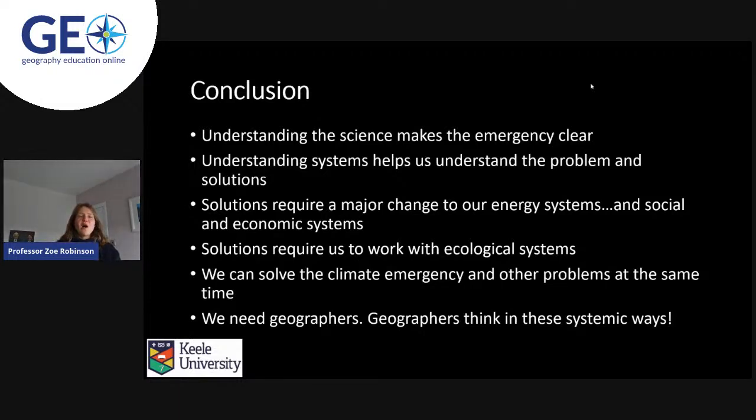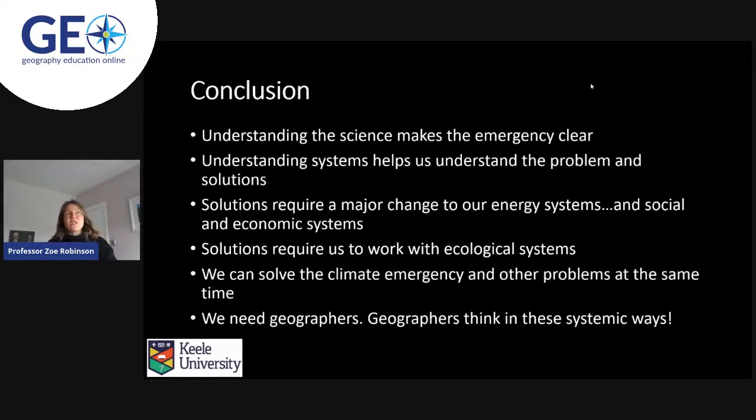Our solutions require a major change to our energy systems, where 75% of our emissions come from, which includes transport and industry and buildings. But it isn't just our energy systems. We need significant major change in our social and our economic systems as well. But solutions also require us to work with ecological systems. This, I think, is the thing that is so exciting, that we are bringing ecology back into the equation of thinking about solving big challenges.